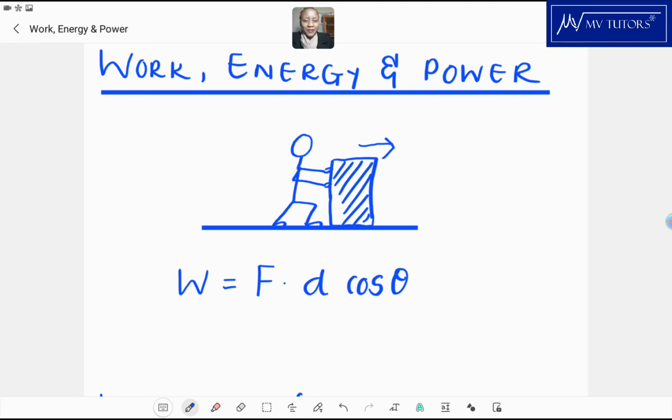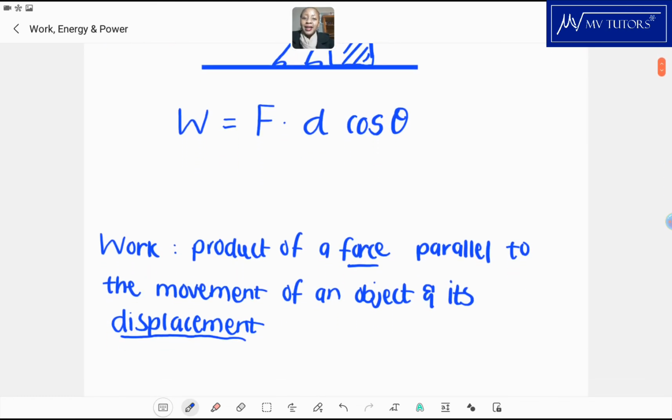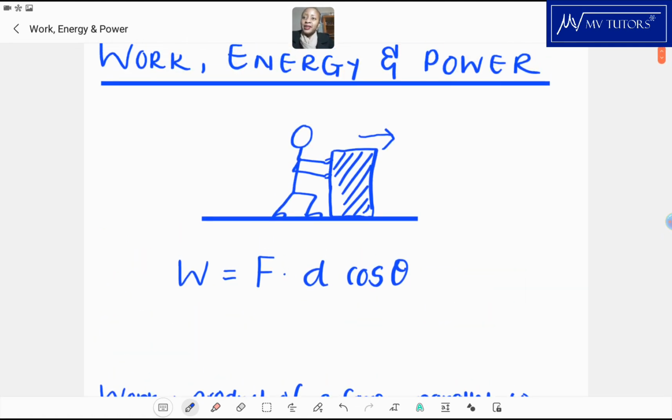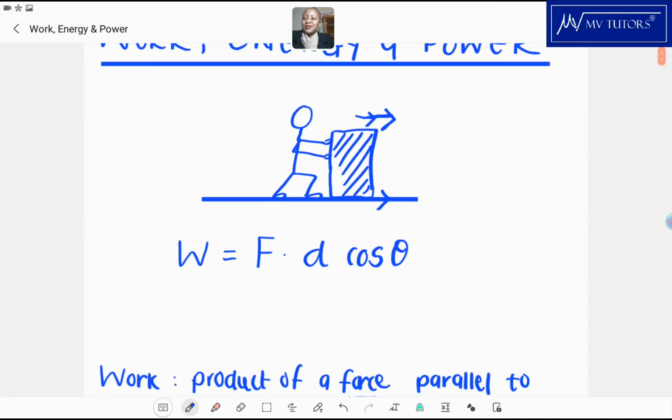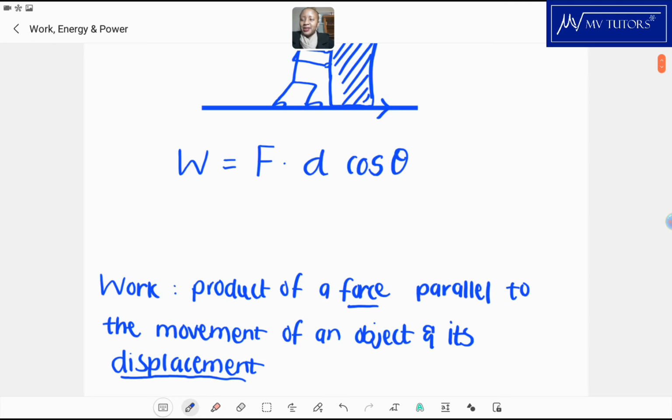So now let us define what work is in words. Work is the product of a force parallel to the movement of an object and its displacement. So it's a product of force and its displacement, but in which direction is that force applied? It's applied parallel to the movement of an object, whether in an easterly or westerly direction, as long as it's parallel. And as you can see here, based on how I drew it, this force is parallel to the movement of the object.